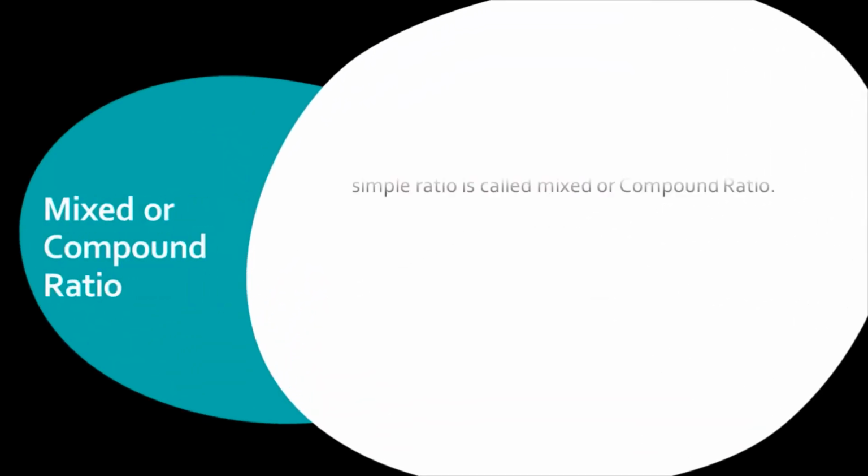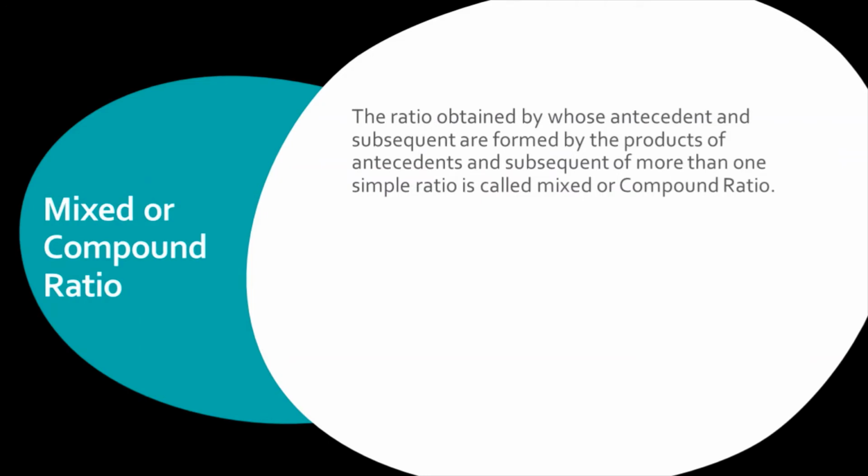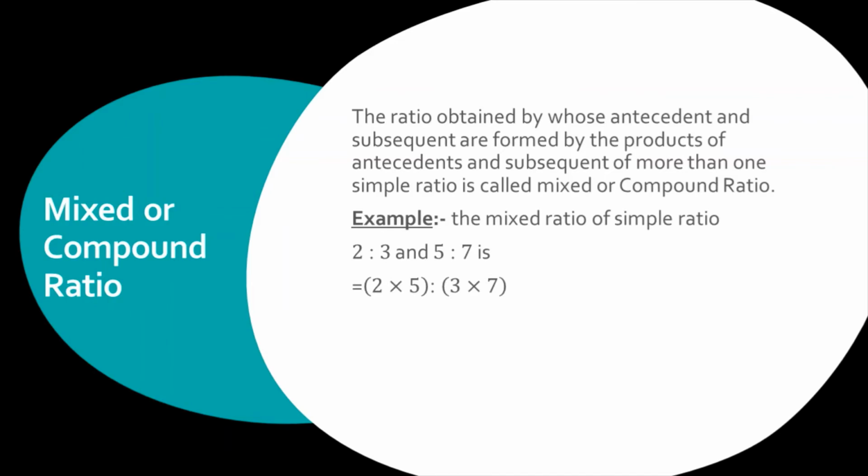Mixed or compound ratio. The ratio obtained by whose antecedent and subsequent are formed by the products of antecedents and subsequent of more than one simple ratio is called mixed or compound ratio. Let's say an example. The mixed ratio of simple ratios 2:3 and 5:7 is 2 multiplied by 5.